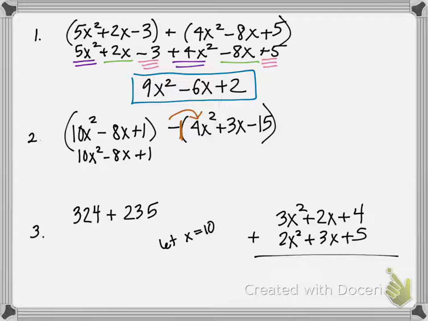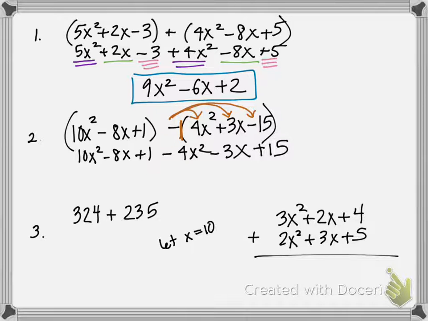So if I distribute a negative 1 times 4x squared, that becomes negative 4x squared. When I distribute a negative 1 times 3x, that becomes negative 3x. And then double negatives here, when I distribute negative 1 times negative 15, that becomes positive 15.